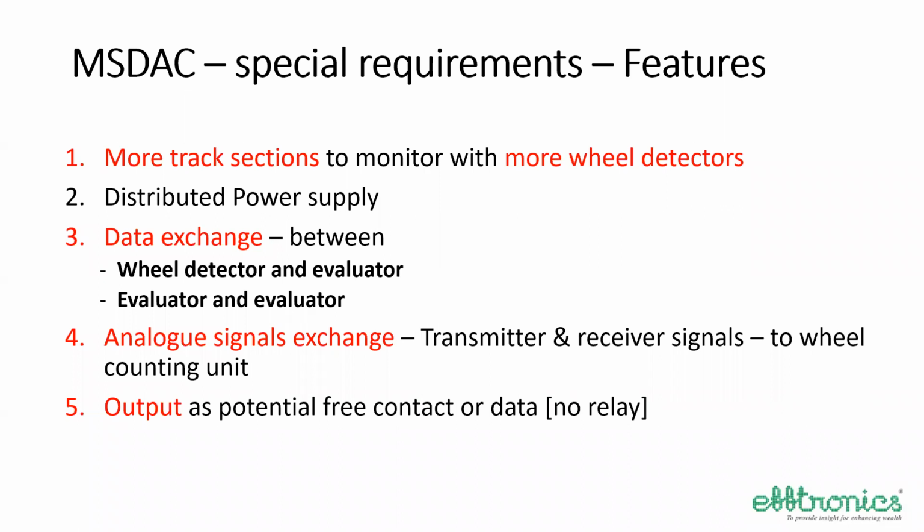And there is analog signal exchange also, that is transmitters and receivers. Ultimately, it is the physics, electrical signals. The transmitter gets a certain signal and it is influenced by the wheel, and a receiver says how it is influenced, and both these are processed by the wheel counting unit. This is pure electronics, and then some data is generated out of it. The output given by the MSDAC is a potential free contact or data. Both are possible, and most of the things nowadays available are with potential free contact, but slowly they are upgrading to the data exchange also.